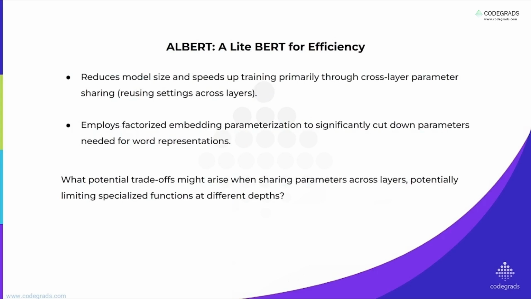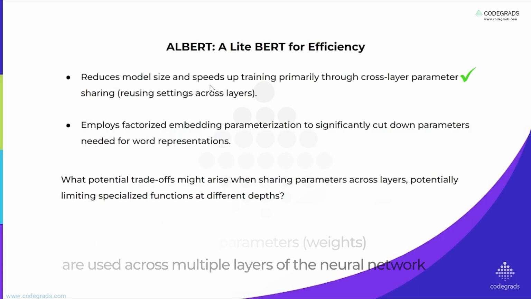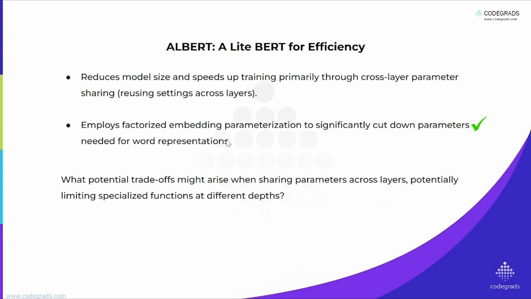It was developed by Google and Toyota Research, and it is a light BERT for efficiency, and it stands for A Lite BERT. We can say ALBERT or A Lite BERT. It reduces model size and speeds up training primarily through cross-layer parameter sharing, that is, reusing settings across layers. It uses parameter sharing to reduce the model size. Here we are trying to reduce the model size, and it is very memory efficient and works well in big NLP tasks. It also employs factorized embedding parameterization to significantly cut down the parameters needed for word representation. We can also say it is a smaller but stronger version, and that is ALBERT.